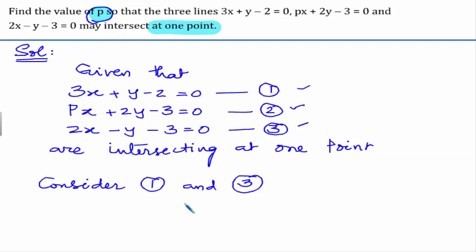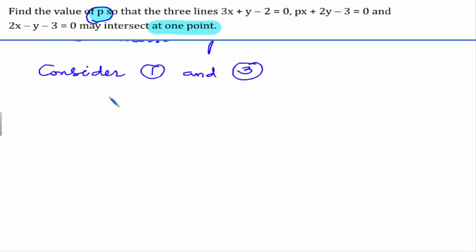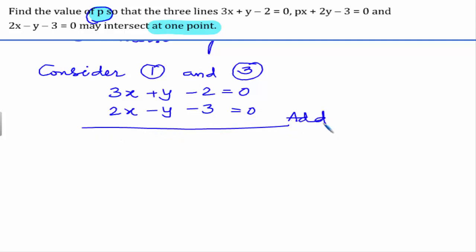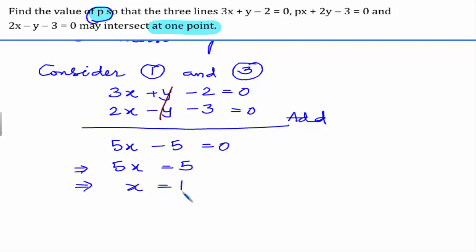Now the first and third equations are 3x plus y minus 2 is equal to 0, 2x minus y minus 3 is equal to 0. Now let us add the two equations. Here y minus y gets cancelled. We get 5x minus 5 is equal to 0. So 5x is equal to 5. So that will give us x is equal to 1.